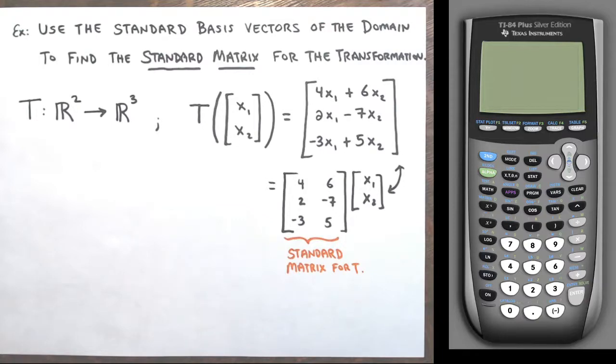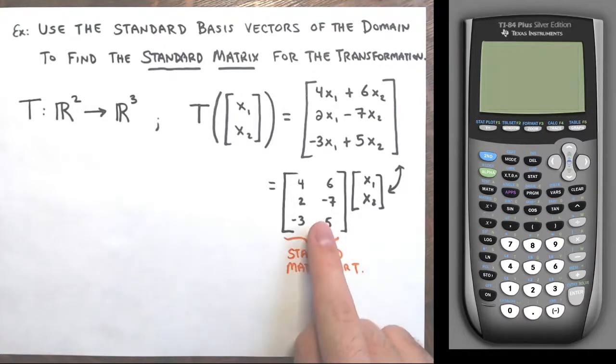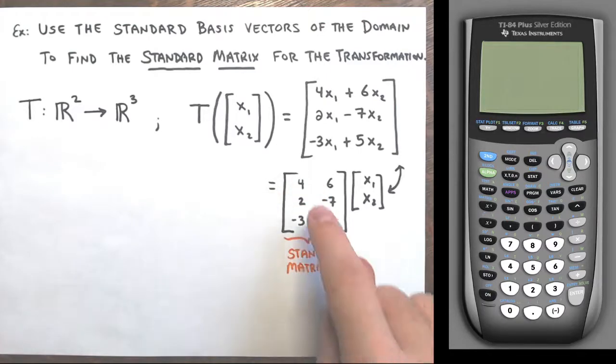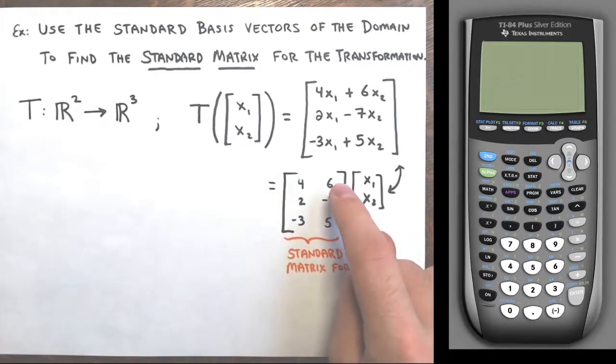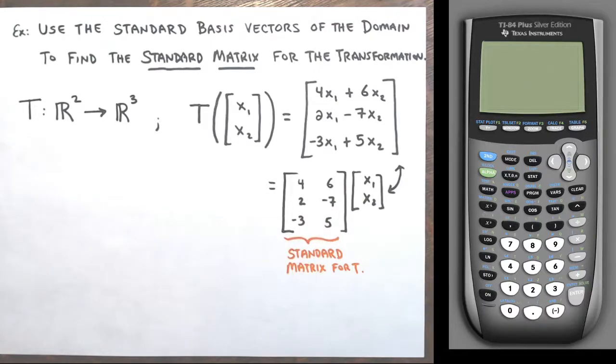Now, what we're going to do in this video is create this matrix again. And what we're going to notice is that these columns, 4, 2, -3, and 6, -7, 5, are the images of the standard basis vectors for the domain.